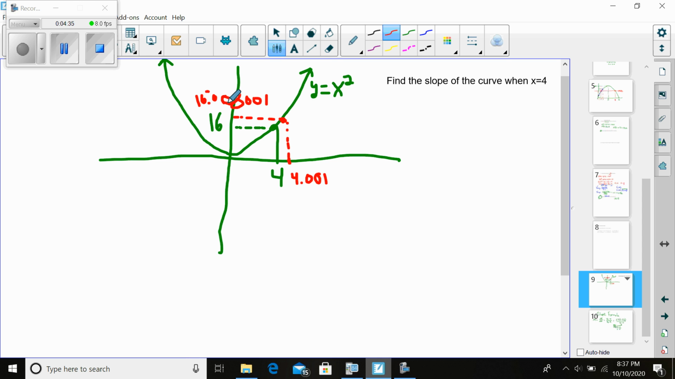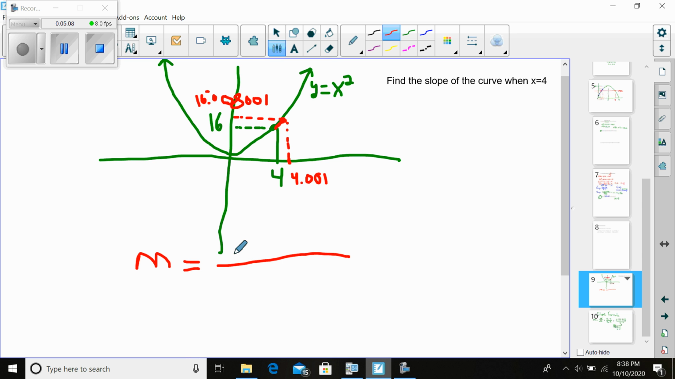So if I want to find the slope at that point, I'm really finding the slope of a straight line, the line that connects these 2 points. But because this point is very close, this will be a very good representation of what the slope actually is at the point x equals 4.